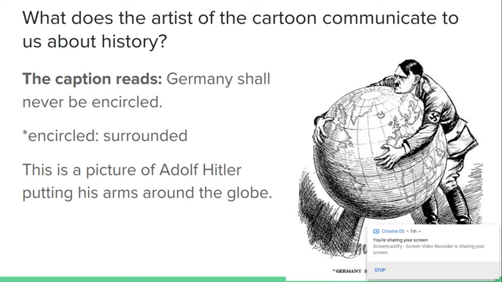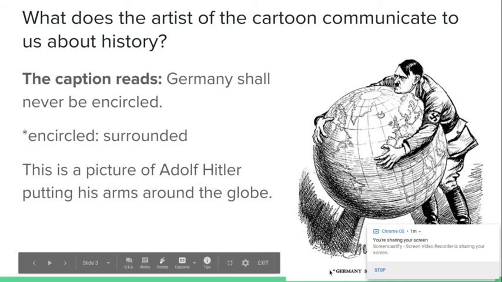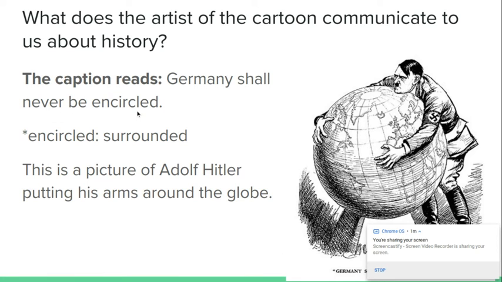So first, looking at an example. The question is, what does the artist of the cartoon communicate to us about history? The caption below that you can't quite see says, Germany shall never be encircled. And encircled means surrounded. So I'll give you a minute to look at the picture and think about, what do you think this artist is saying about Germany or about Hitler?